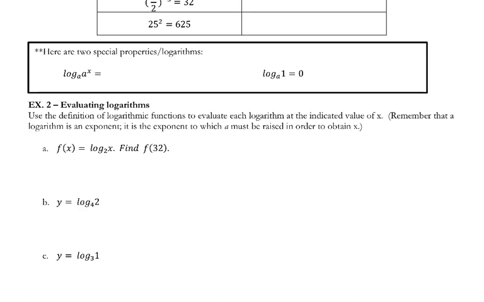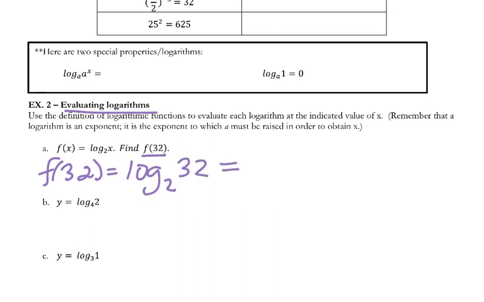So looking at example 2 here, we are talking about evaluating logarithms. To evaluate a logarithm, we are going to think about changing the logarithm to its exponential form. So if we're asked to find f of 32, that means we are plugging in 32 into the logarithm. So we've got log base 2 of 32, and we're trying to figure out what that's equal to. Now remember, logs find exponents. So we're going to change this to its exponential form.